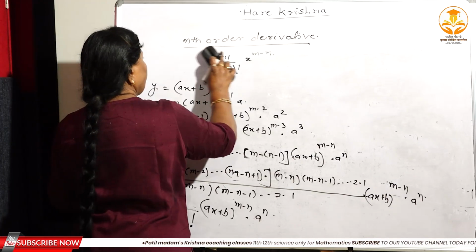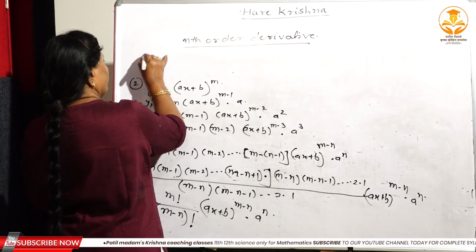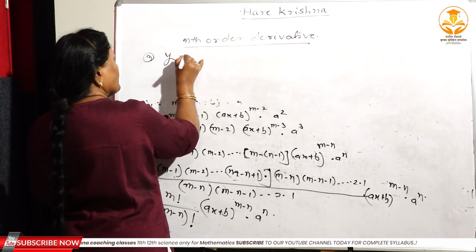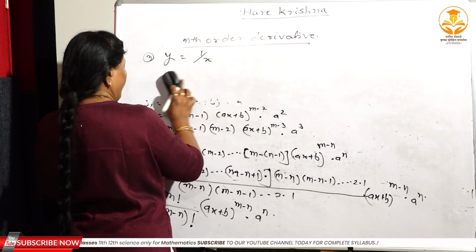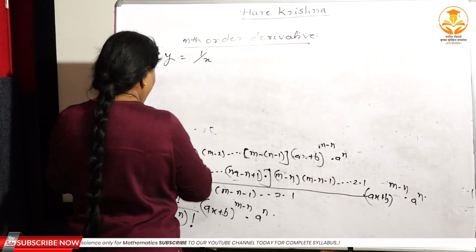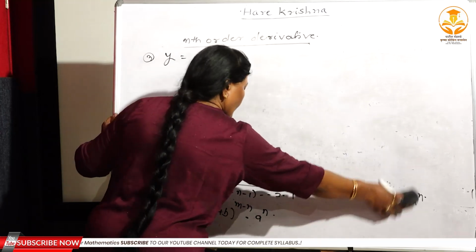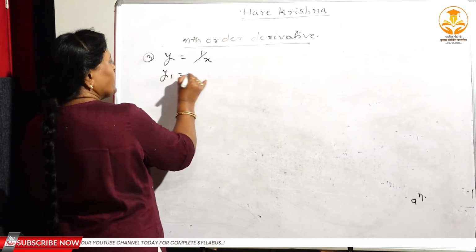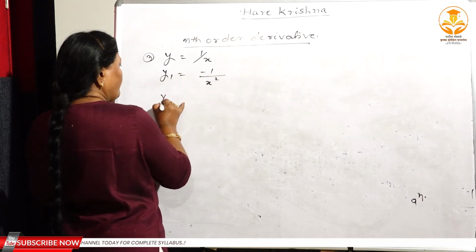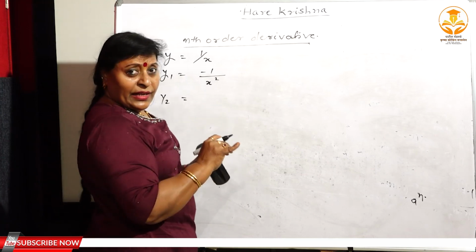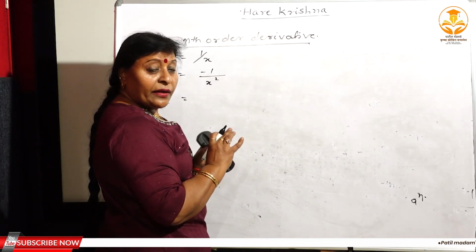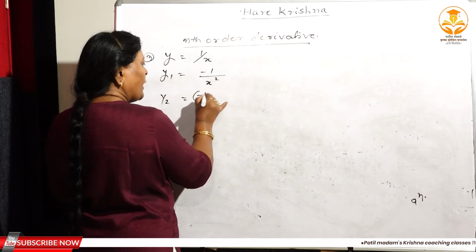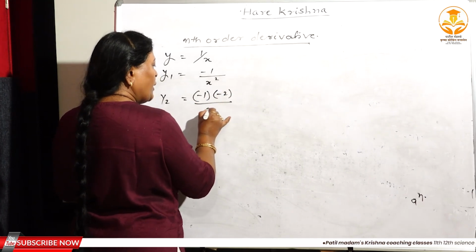Now the third one. I will take y is equal to, suppose, 1 upon x. y1, what is the derivative? Minus 1 divided by x squared. y2, again we want a sequence, therefore don't reduce the terms, you should get the sequence. This is minus 1, and again the derivative is minus 2 divided by x cubed.